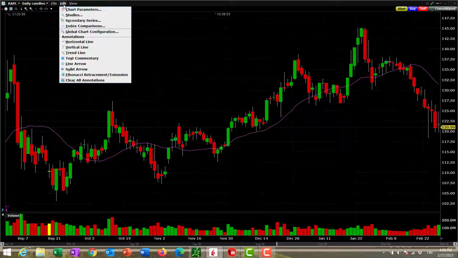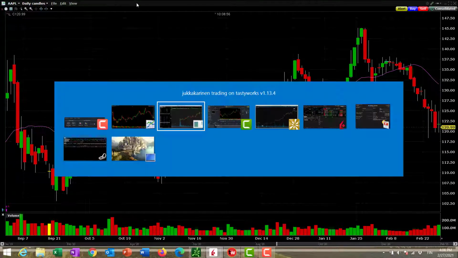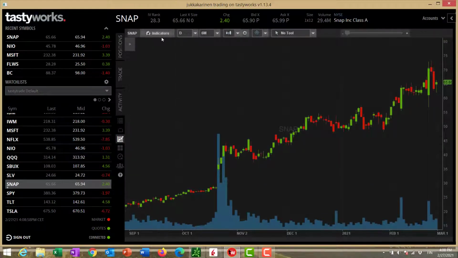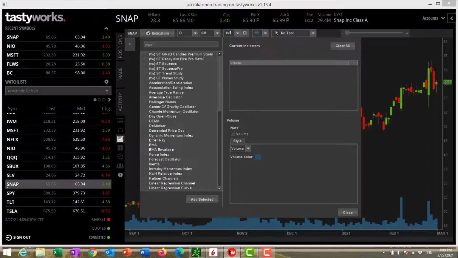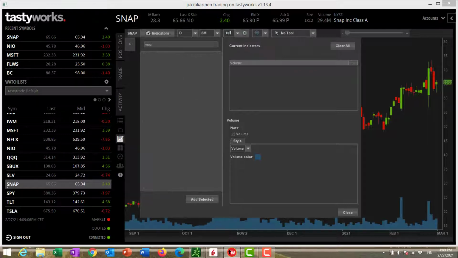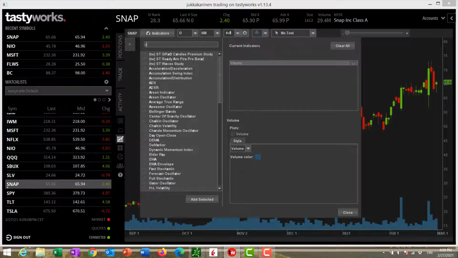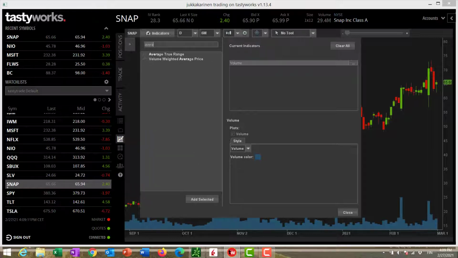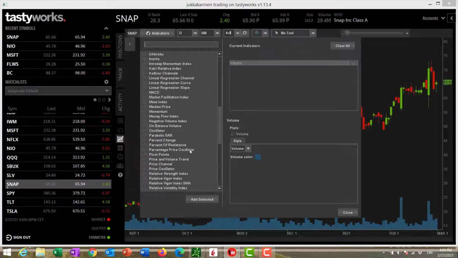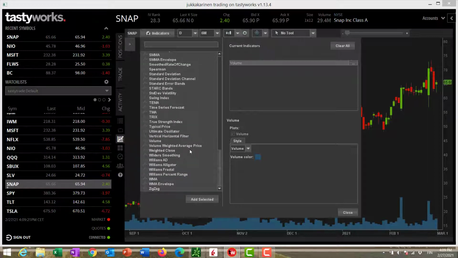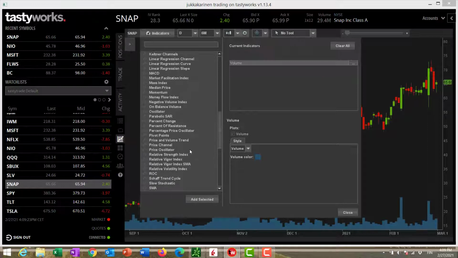There are also other types of moving averages. Maybe I'll show that on a different platform, for example on Tasty. Exponential moving average. How do I find exponential moving average? EMA. Okay, now I need to write EMA.